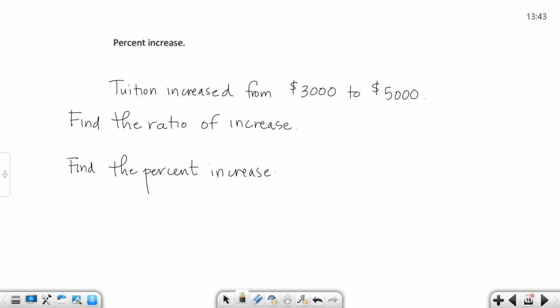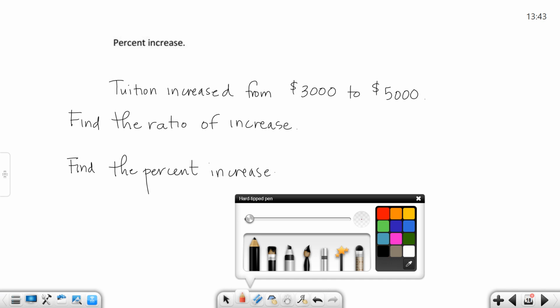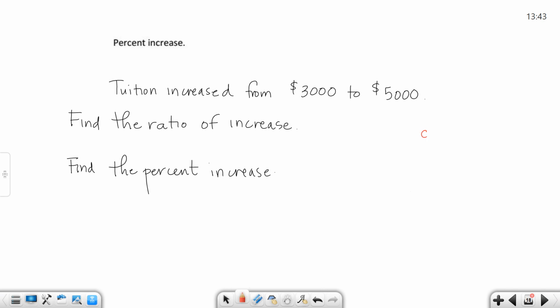Okay, the next thing you have is percent increase. Now, the first thing you have to know about increase or a ratio of increase is it's going to be the amount that it changed over the original amount. Okay, and so that's how you're going to find a percent increase or a ratio of increase.